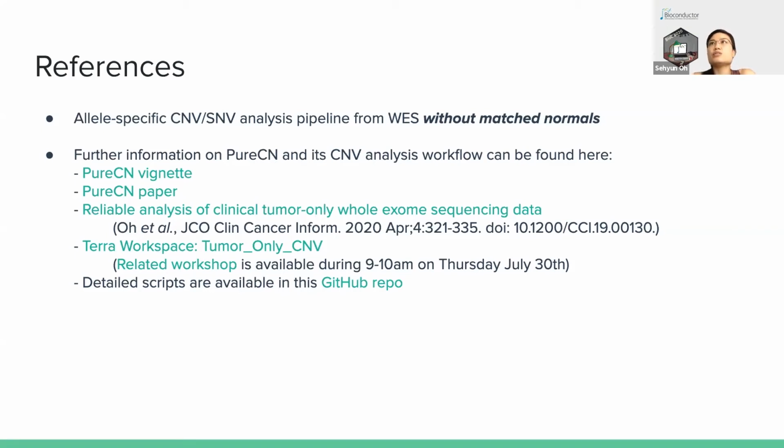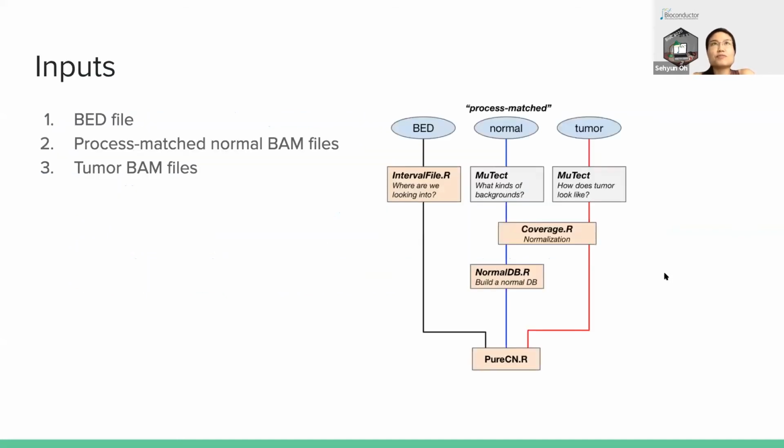And so this is to find out your own CNV information from your own data. This workflow practically requires 3 inputs. First is a BED file to find out the captured region. And the second type of input is a process-matched normal BAM file. The important part here is process-matched.